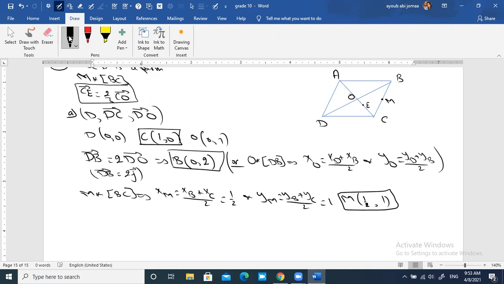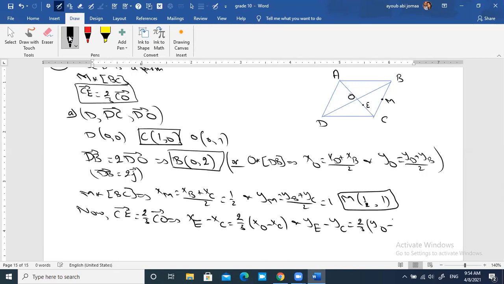X of E minus X of C is equal to 2 over 3 X of O minus X of C. Similarly for Y. So I can say here CE is equal to 2 over 3 CO. This means that X of E minus X of C is equal to 2 over 3 X of O minus X of C. And similarly for Y, Y of E minus Y of C is 2 over 3 Y of O minus Y of C.